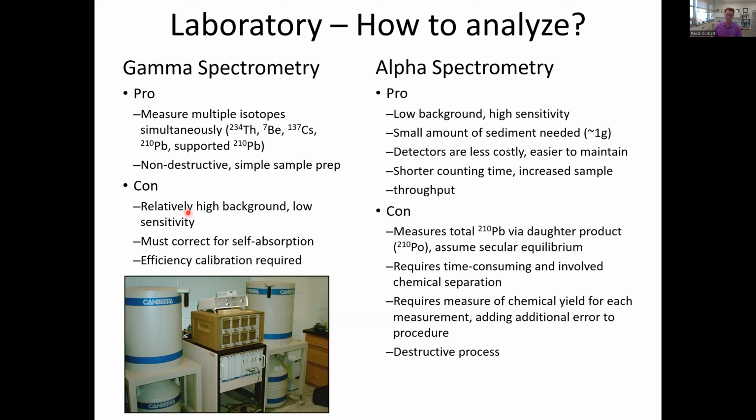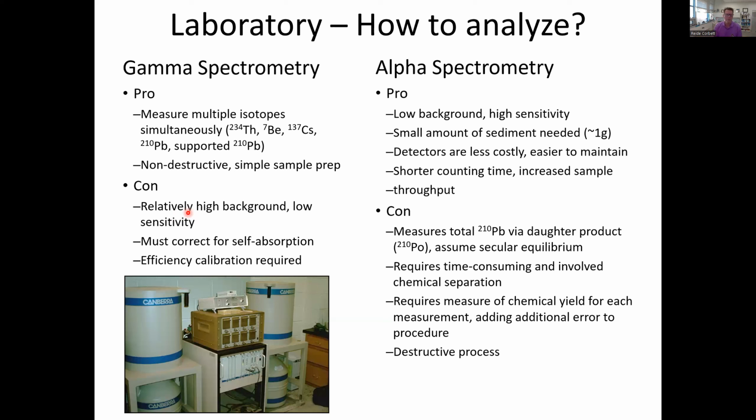Analyzing by alpha spectrometry, you have a fairly low background, high efficiency detector, and so your sensitivity goes way up. You don't need that much sample. Depending on your detector, for gamma spectrometry, you might be using 4 or 5, maybe as much as 10 to 15 grams dry of material. For alpha spectrometry, you're only using maybe as little as a half a gram dry, maybe 1 to 1.5 grams dry. And so there's a very large difference in how much material you need between these two different approaches.